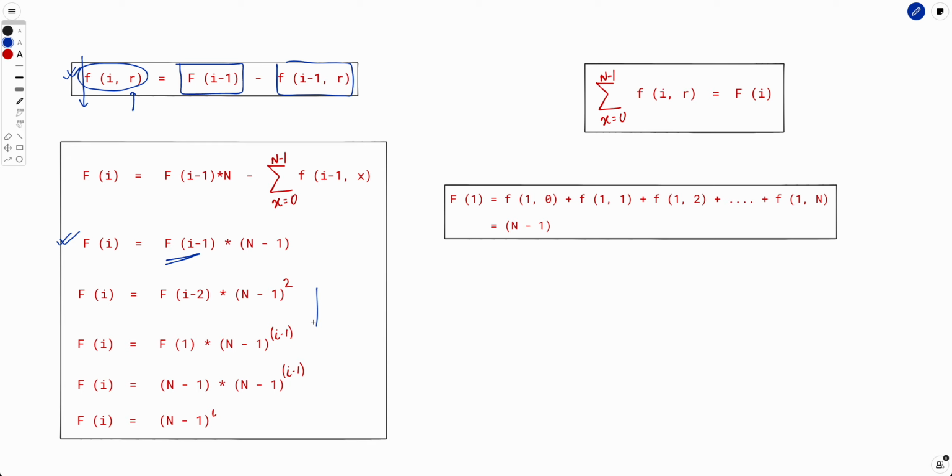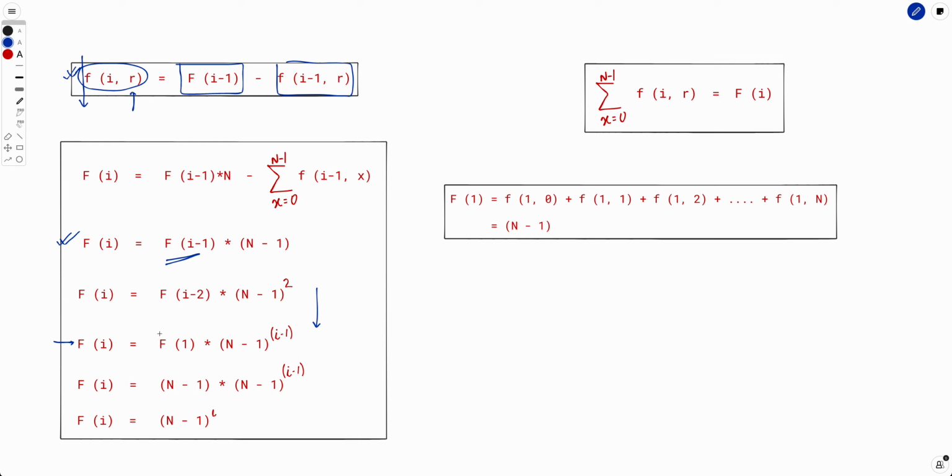If you keep on doing this, you will finally end up at F of 1 multiplied by n minus 1 power i minus 1. Now why i minus 1? A simple way to look at it is whatever the minus was there, that was the power. So if you think this, what will you subtract from i so that you will get 1? i minus 1, right? So that's the power. So finally we get this particular recurrence relation.